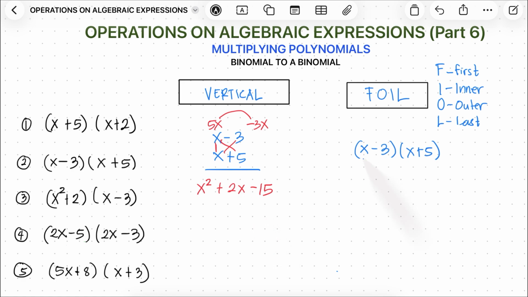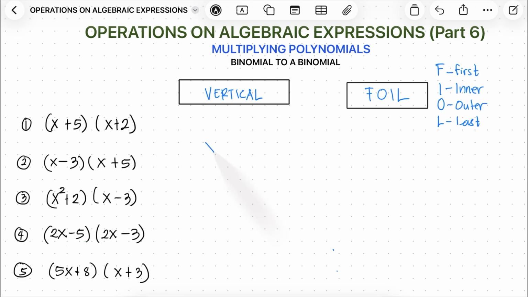Okay, using the FOIL method, x times x, that is x squared. And then inner terms, that's negative 3 times x, that's negative 3x. Outer terms, that's x times 5, that will give you positive 5x. And lastly, we have last terms, negative 3 times 5, which is negative 15. Combining like terms, we have x squared plus 2x minus 15.